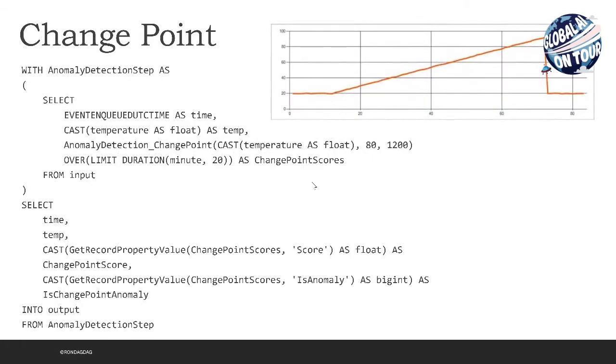Another one is kind of like the same way, change point, which is anomaly detection underscore change point. You specify, okay, in this case, the last 20 minutes of my data. One of the parameters here is, you tune in, you specify the sensitivity, and then how many items you have to look back. And based from that, you will create that anomaly detection step, and you can identify if it's anomaly or not, and then of course the score.